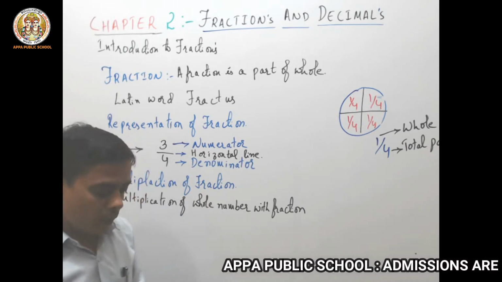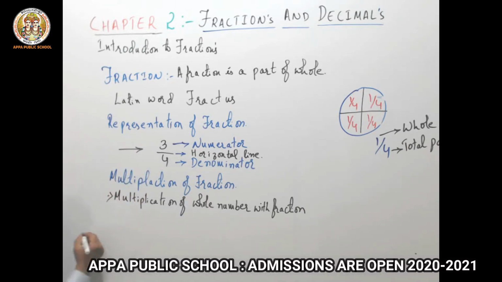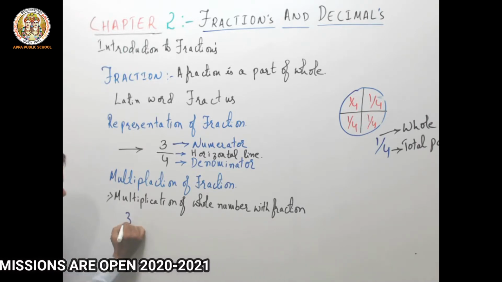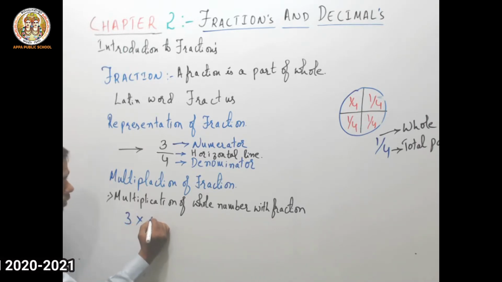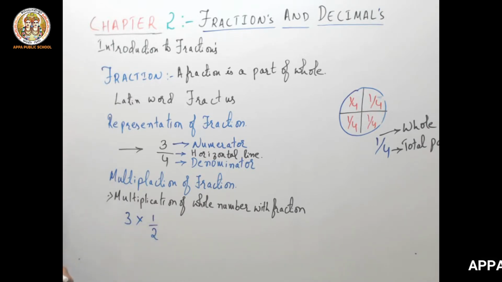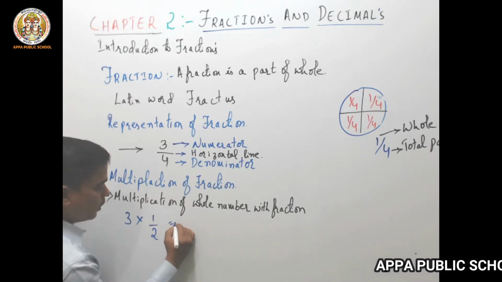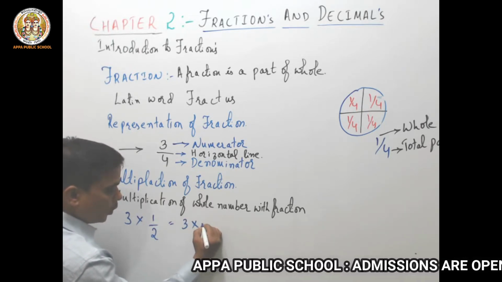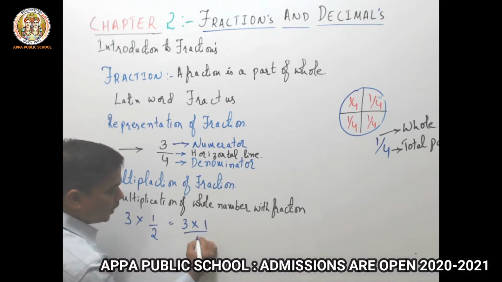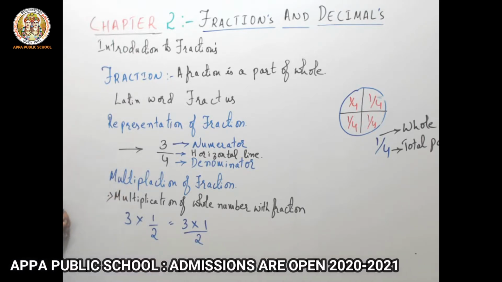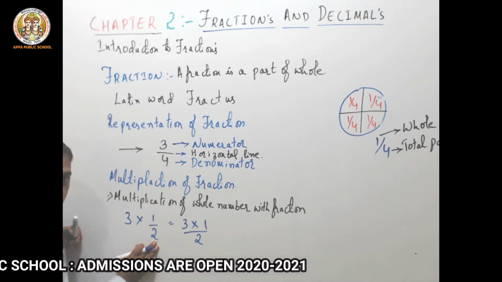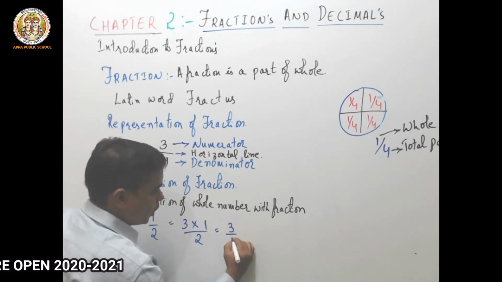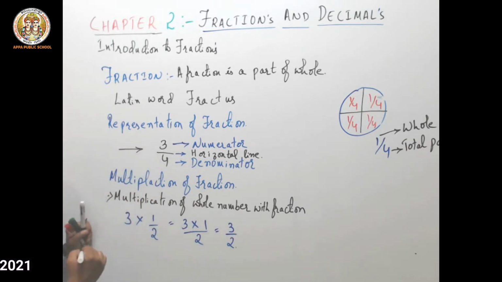How do we multiply a whole number with a fraction? I will take the whole number as 3 and the fraction as 1 by 2. Here I multiply 3 into the numerator 1, and keep the denominator as it is. 3 into 1 is 3, divided by 2. The answer is 3 by 2.